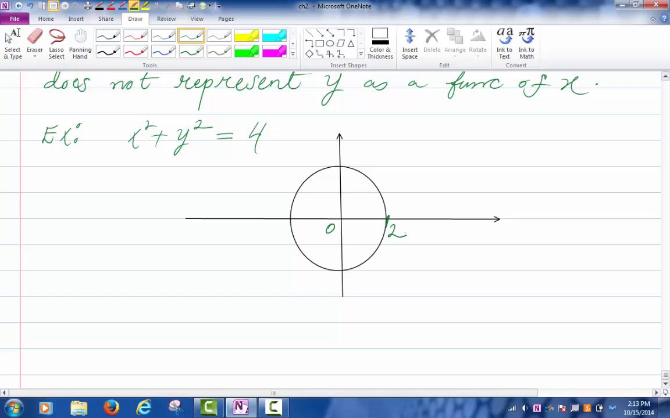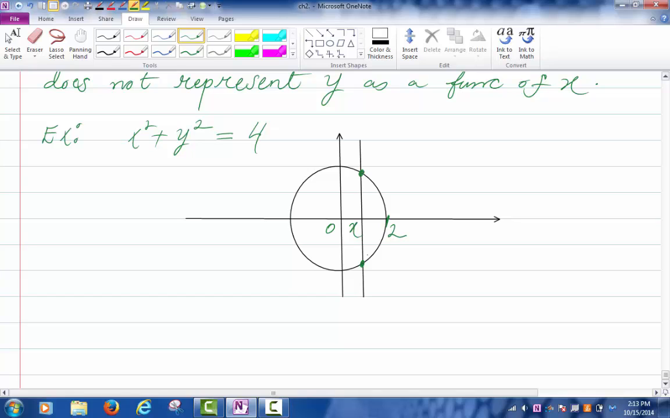Why doesn't it represent y as a function of x? Because it doesn't satisfy what? If I take an arbitrary value of x, there are 2 points corresponding to that value on the graph, right? So this doesn't represent y as a function of x, because there are 2 distinct values of y corresponding to the same input value x. Is everybody okay? So it doesn't represent a function.